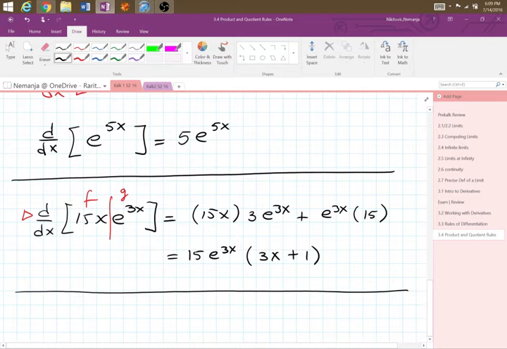Yeah, this book doesn't have that. The Larson book does. If you open the Larson books, you will find the explanation for it if you're interested. So that would be the product rule.